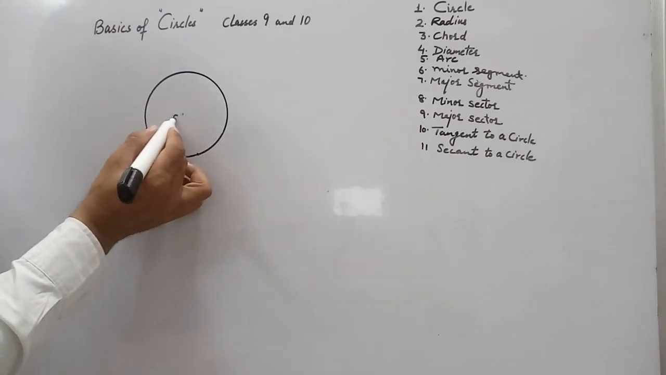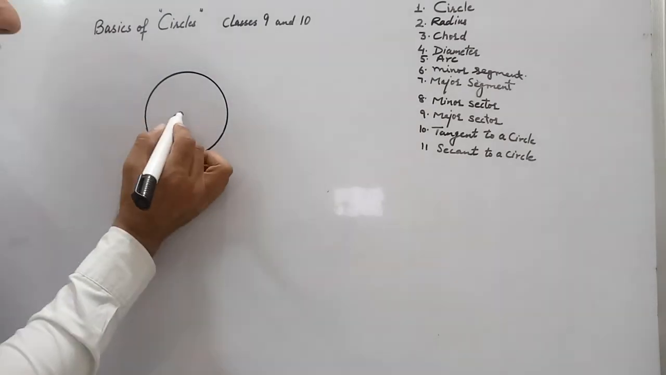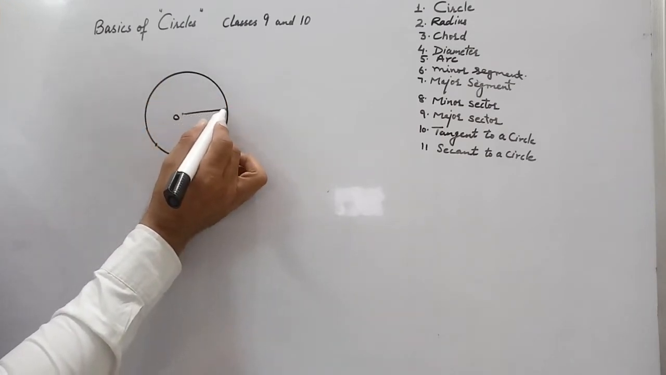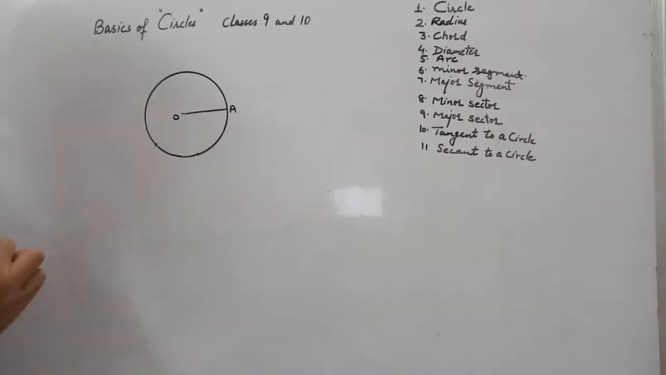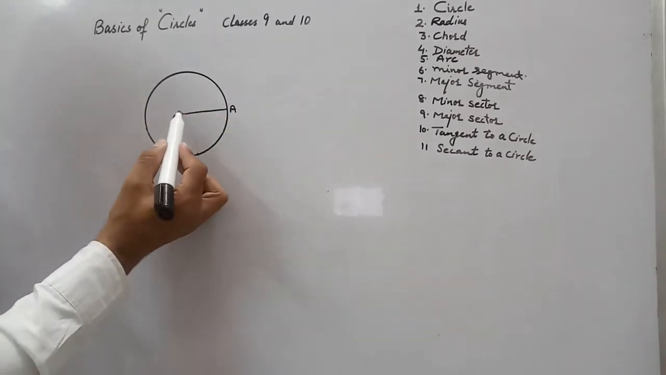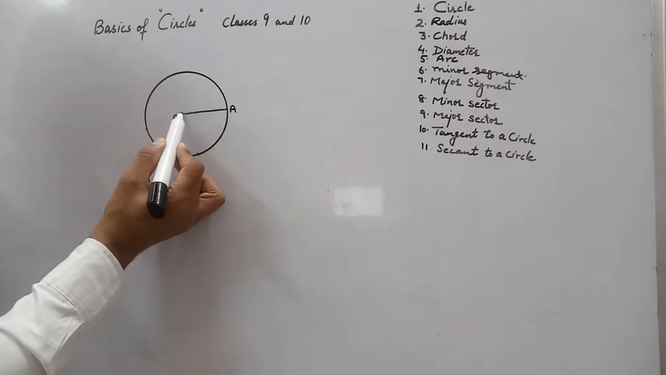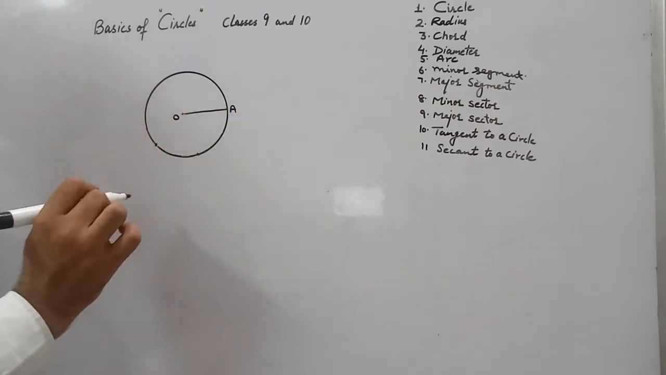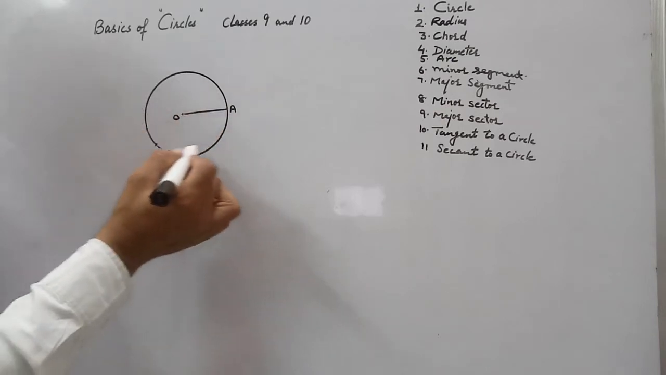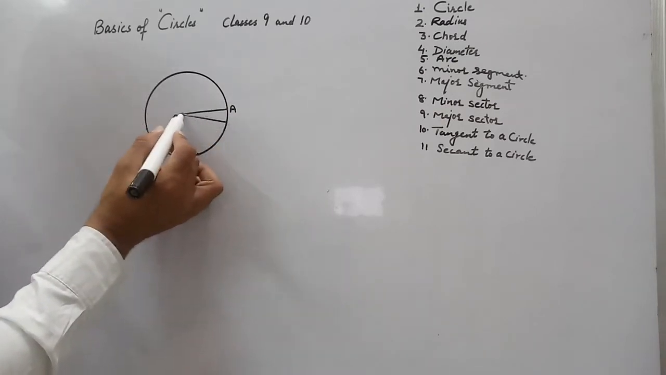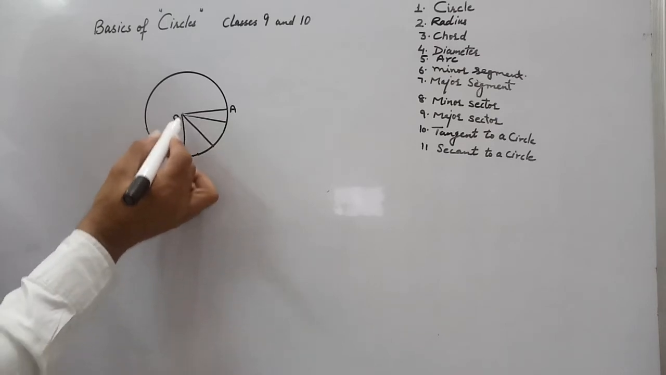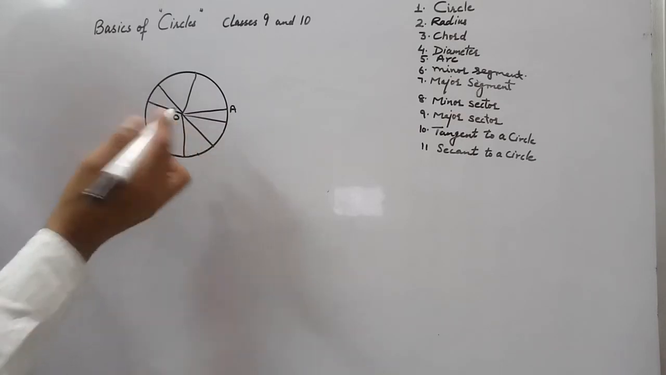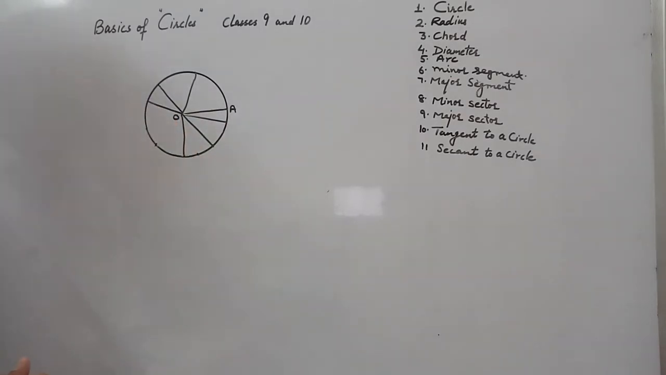So this is center O. Now if we join the center to any point on the circle, this is called radius. So we define radius as a line segment joining the center to any point on the circle. So this is OA radius. Similarly, we can draw infinitely many radii on the circle. See how many radii we can draw? Infinitely many radii, because on a circle infinitely many points are there. So we can have many radii on the circle.